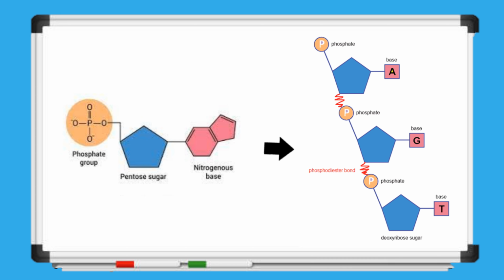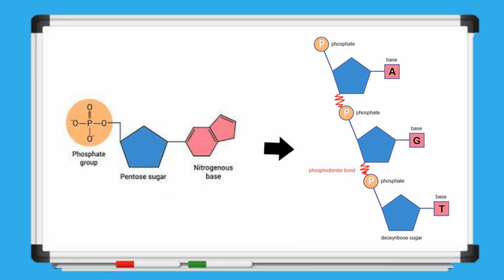Now, there are 4 types of nitrogenous bases that we commonly see in DNA: adenine, thymine, cytosine, and guanine. Each of these bases plays a very important role in the genetic code, and that's because they pair up in a very specific way, as adenine always pairs with thymine, and guanine always pairs with cytosine. This specific pairing helps DNA carry and pass on genetic information accurately.